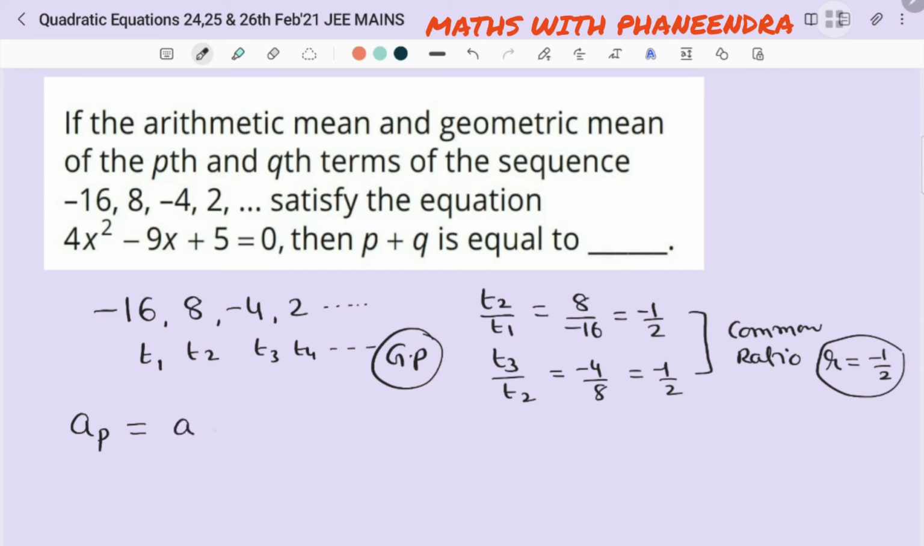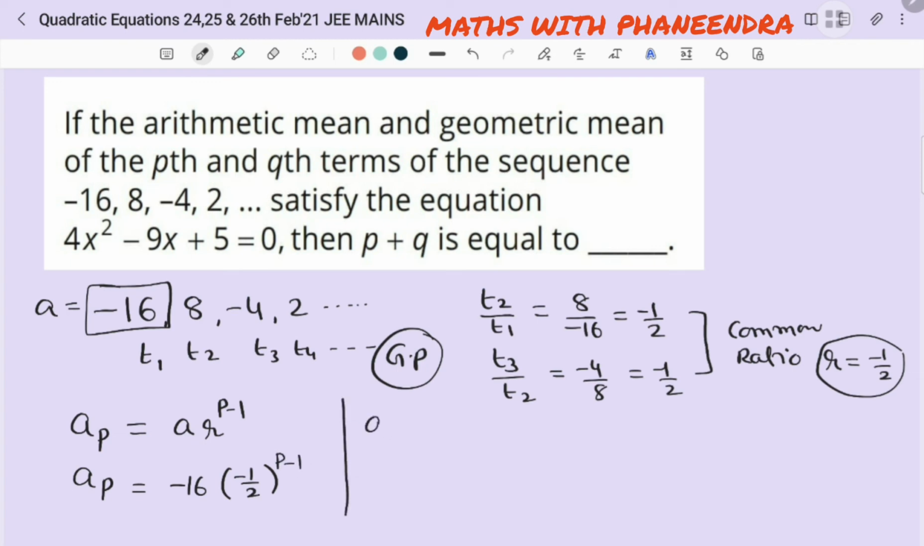So a into r power p minus 1, where a is the first term and r value here I wrote. So a_p is equal to minus 16 into (minus 1 by 2) whole power p minus 1. Similarly, a_q, the qth term of GP, is a into r power q minus 1. So a_q is equal to minus 16 into (minus 1 by 2) whole power q minus 1.